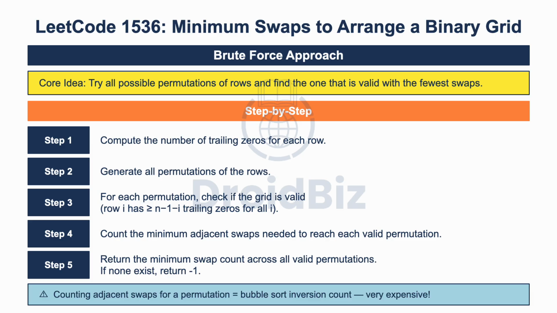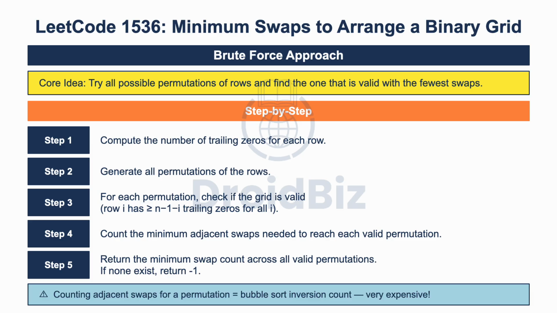Step 2. Generate all possible permutations of the rows. For an n by n grid, that is n factorial permutations. Step 3. For each permutation, check if it forms a valid grid. Remember, row i must have at least n minus 1 minus i trailing zeros. Step 4. For each valid permutation, count how many adjacent swaps are needed to reach it from the original order. This is essentially a bubble sort inversion count. Step 5. Return the minimum swap count found across all valid permutations.